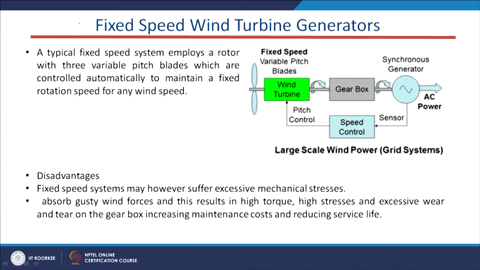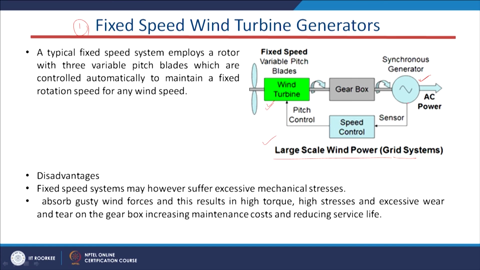The first one is fixed speed wind turbine generators, and in this case, if you see this one, it is a large scale wind power and grid system. Here it is the wind turbine. The wind turbine provides the mechanical input to the gearbox and it will go to the synchronous generator. For controlling the speed of this synchronous generator, we have sensors which will sense the speed of this machine and send it to the speed controller, and accordingly it will control the pitch angle of the blade. That is how this fixed speed wind turbine generator works, and finally you will get the AC output.